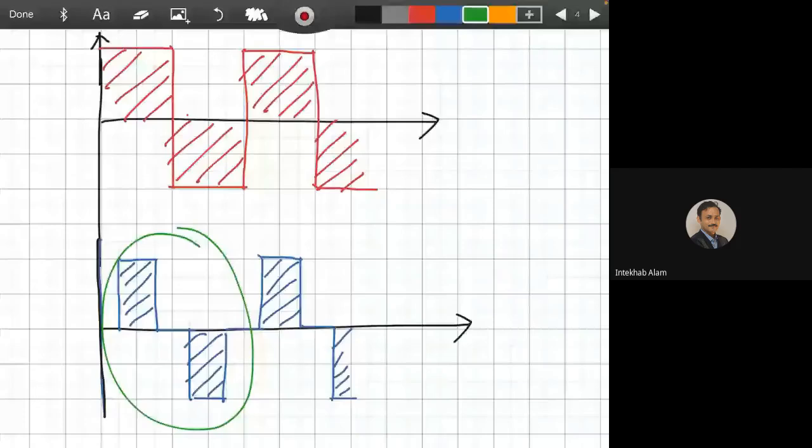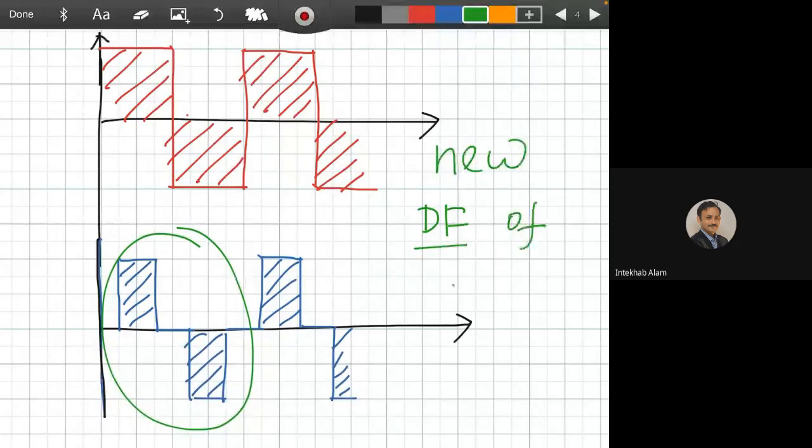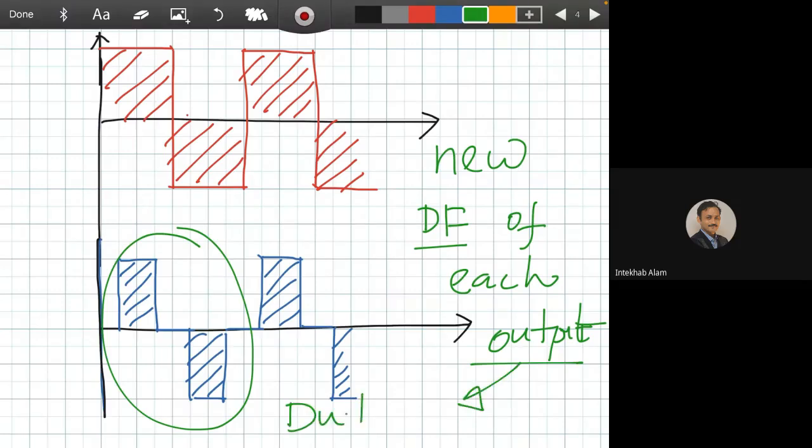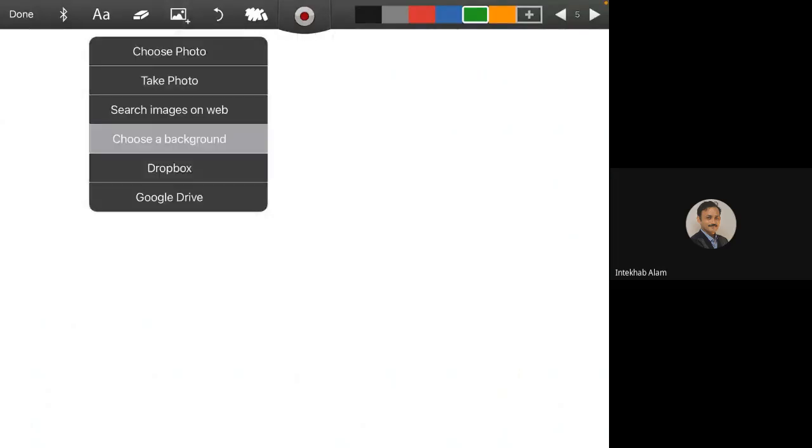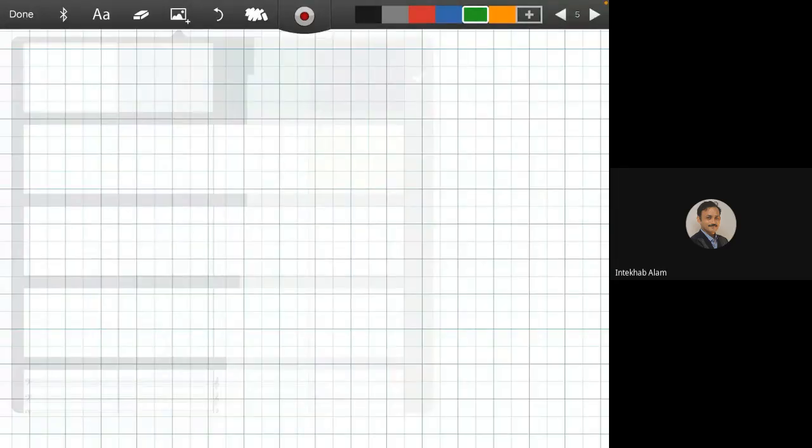So considering these points, we can find the new distortion factor of each output, and the output actually changes with duty cycle. Okay. Do you have any question up to this point?